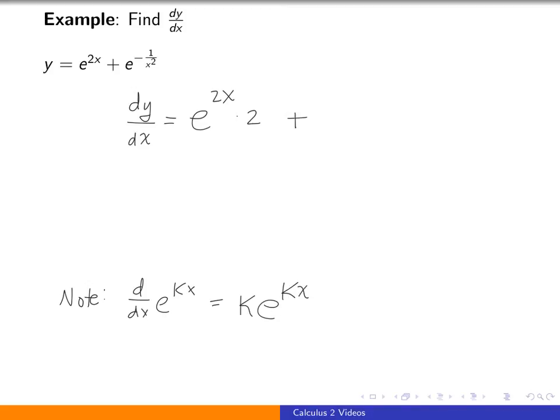Now plus, for this second part, e to the minus 1 over x squared. Same idea. We say take the derivative of the outside, evaluate at the inside, and then multiply by the derivative of the inside. So let's just note, minus 1 over x squared is equal to minus x to the minus 2. So when you differentiate that inside function, the minus 2 comes down, so minus a minus 2 is a positive 2, and the new power of x is minus 3.